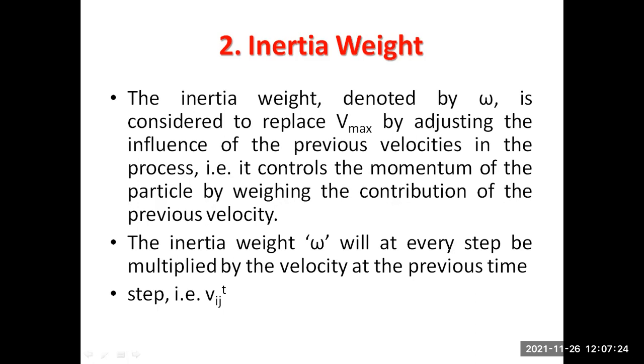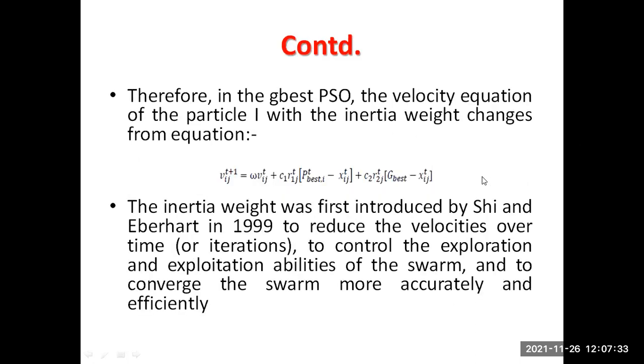Now the inertia weight W will at every step be multiplied by the velocity at the previous time step, that is Vij. So therefore, in the G-best PSO, the velocity equation of particle i with inertia weight changes from the earlier equation to Vij plus 1 equal to W into Vij plus C1 into R1 into P-best i minus Xij plus C2 into R2 into G-best minus Xij. See, this was originally there. Only the W term is introduced.